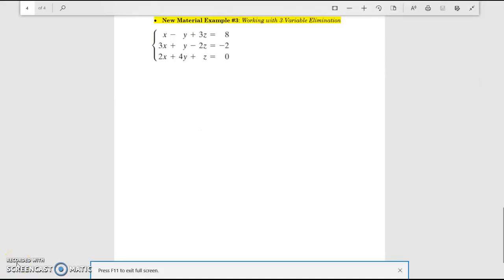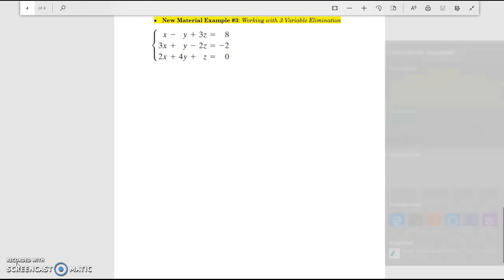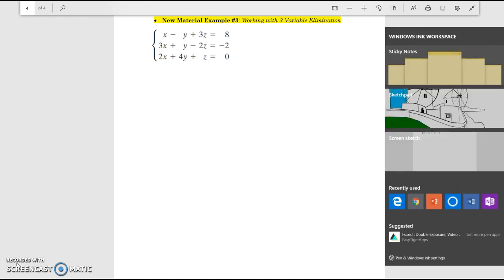All right, this is our last example of elimination for today. And we're going to do the same process that we just saw in the previous two examples, where our goal is to match up two pairs of equations, get rid of one of the variables, so that way we can work with the remaining two variables in a two-variable system. So let's go ahead and tackle this last example.